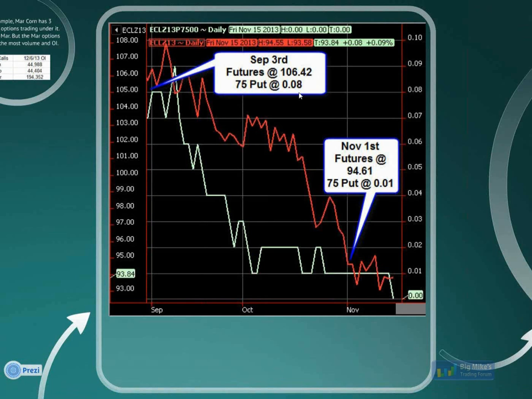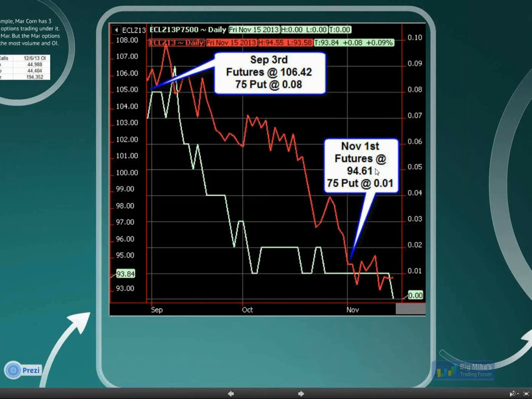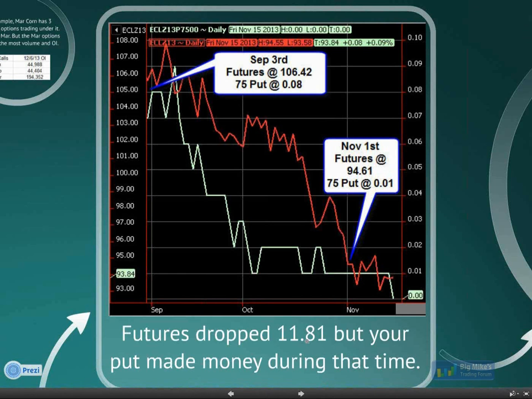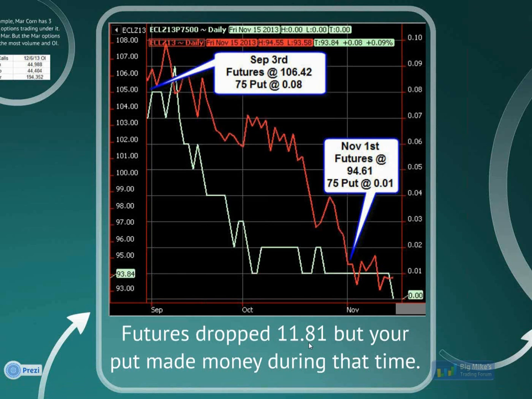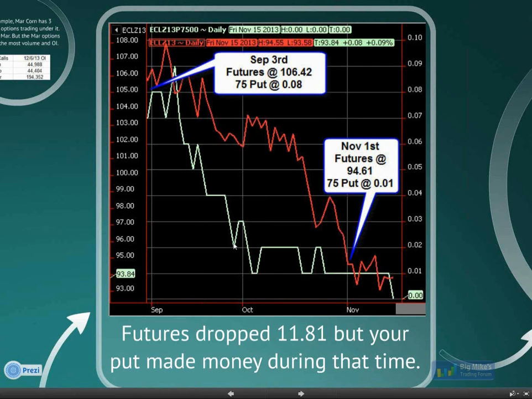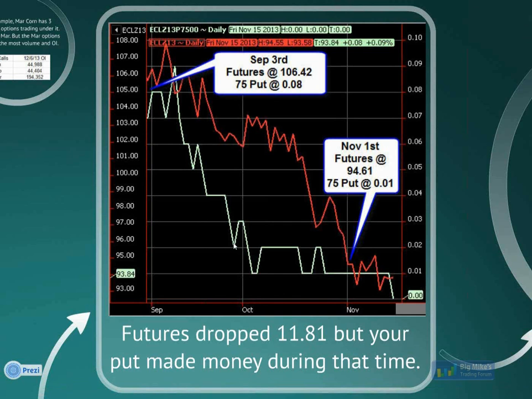Well, over the next 2 months, futures dropped to 94.61, which is $11.81 lower. So you were totally wrong on predicting the direction of the futures. But if you look at the green line here, that's what the premium of the 75 put did. And it basically just went straight downhill, even though futures were going the wrong way on your option.